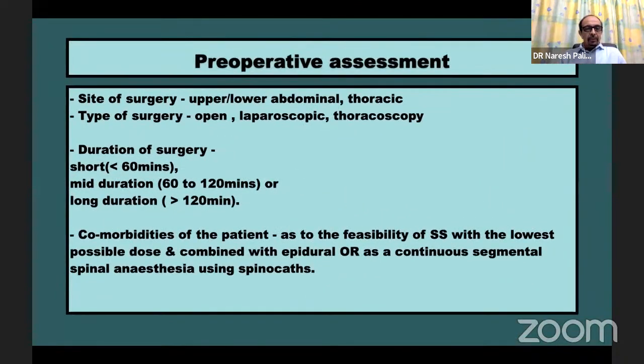In the preoperative assessment, apart from site of surgery and type of surgery, you should know beforehand the duration of surgery.